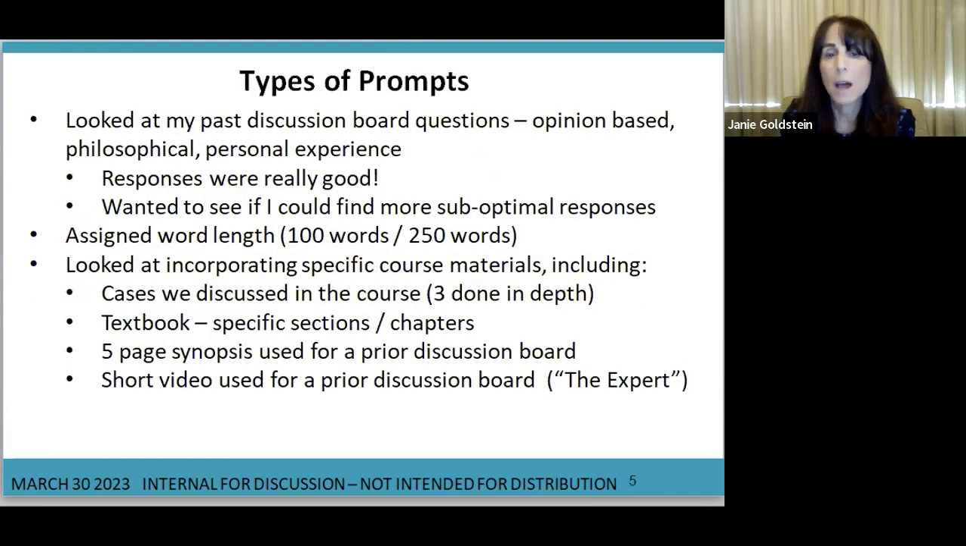So what types of prompts did I use? Well, first I looked at my past discussion board questions. And a lot of the discussion boards, the way I've used them in my class is I really want the students to engage with each other because we are not meeting in person. So I wanted people to share their personal experiences, give their opinions. And they know that if they use a source, then that is a better post. But often they're sharing their opinions and personal experiences.